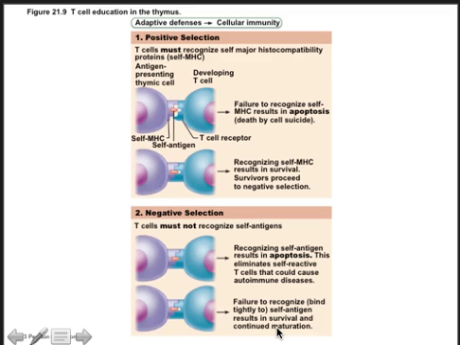Maturation is basically the education of these lymphocytes. They go from naive to mature. B cells do this in the bone marrow, T cells do this in the thymus.